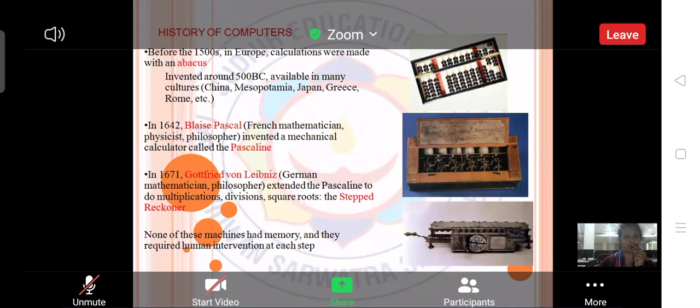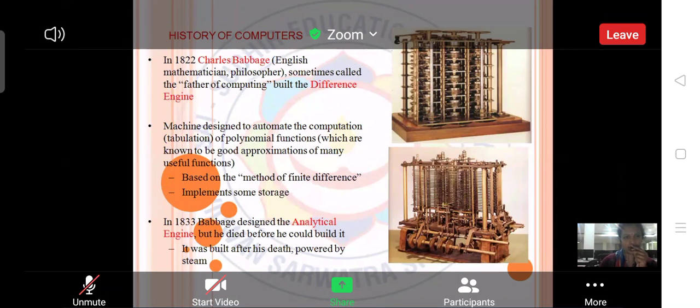Okay, and then what comes is Charles Babbage, who is also a philosopher. He designed a machine so that all these computations can be automated easily. Are you able to hear?